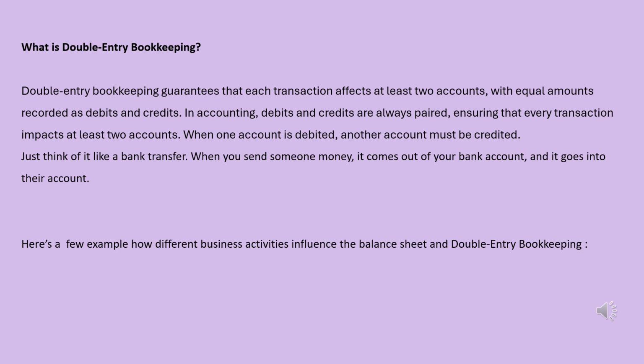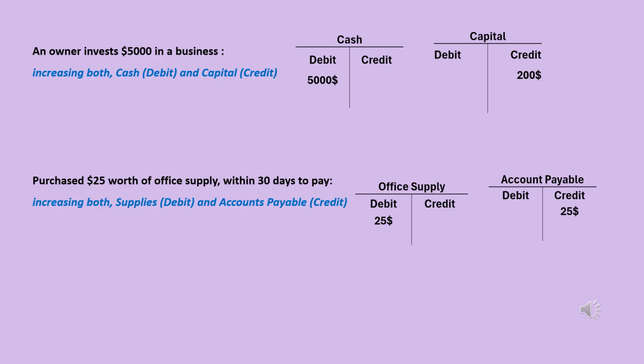Here's a few examples of how different business activities influence the balance sheet and double-entry bookkeeping. An owner invests $5,000 in a business. Which accounts are affected? Cash and capital. Did accounts go up or down? Increasing both. Cash is an asset. Asset natural state is debit. Increase in debit side, and capital natural state is credit, and increase in credit side.